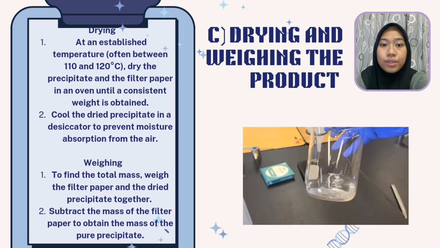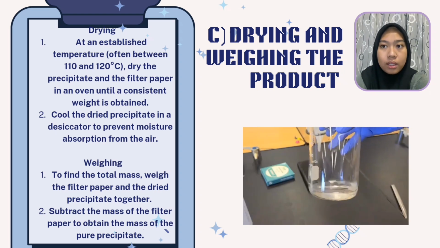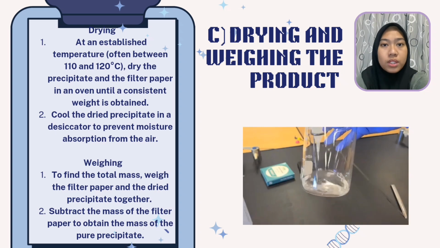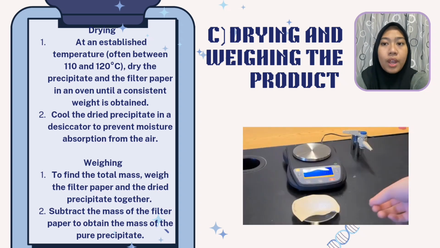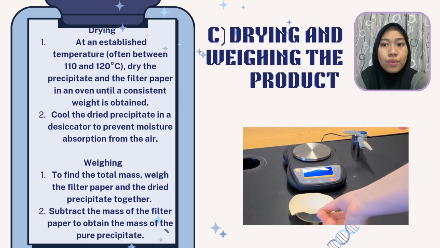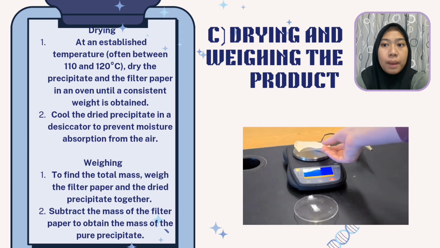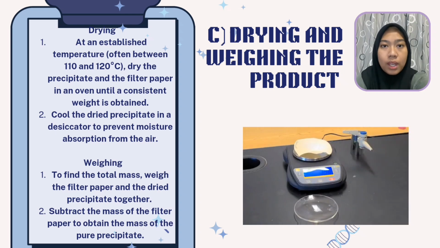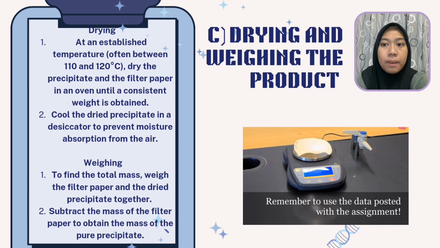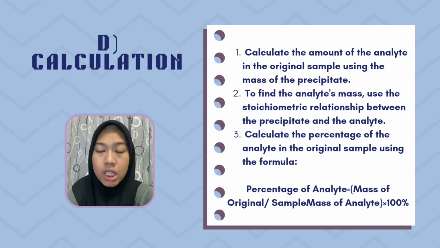2. Cool the dry precipitate in a desiccator to prevent moisture absorption from the air. Weighing part. 1. To find the total mass, weigh the filter paper and the dry precipitate together. Then, subtract the mass of the filter paper to obtain the mass of the pure precipitate. The last part is calculation. 1. Calculate the amount of the analyte in the original sample using the mass of the precipitate.